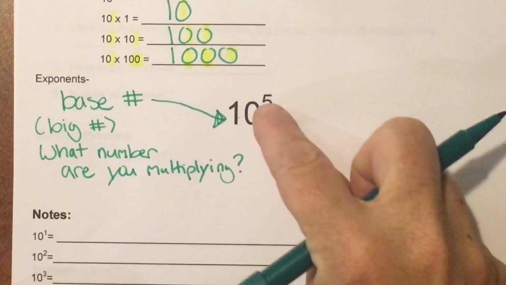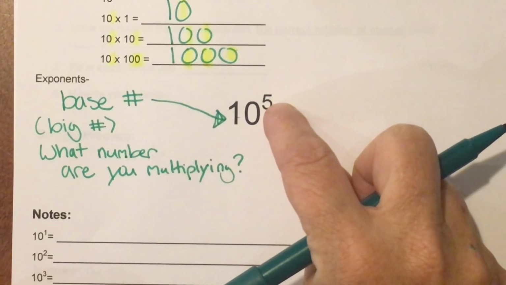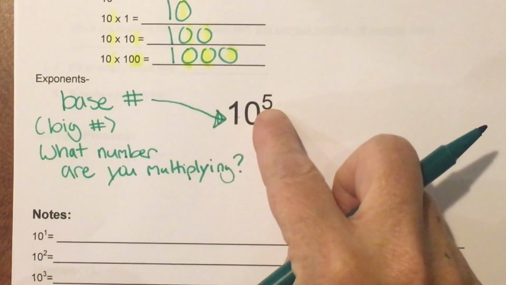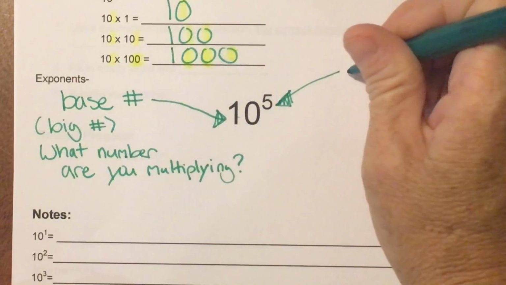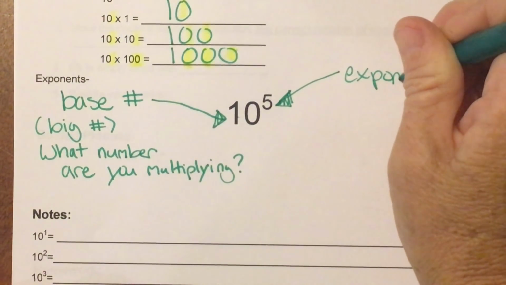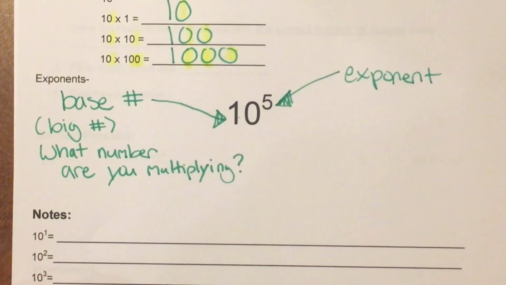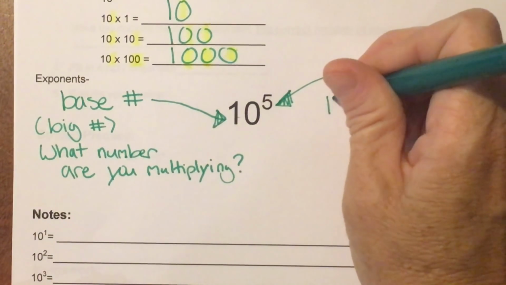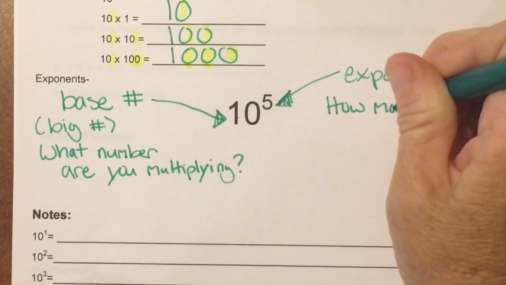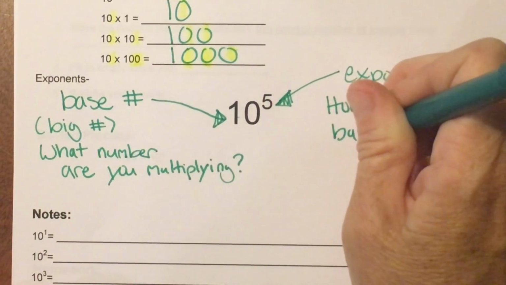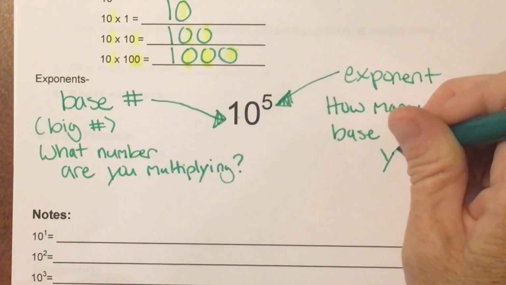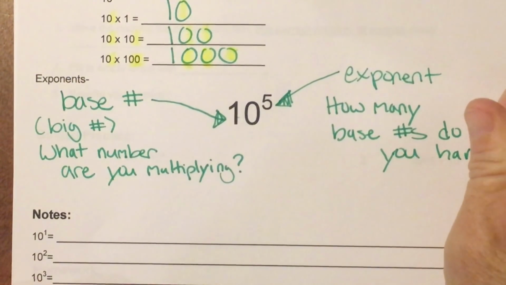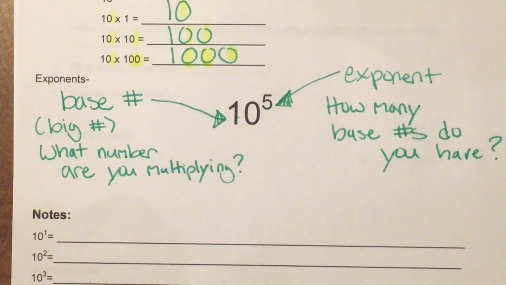Okay, the exponent is always going to be this little number. It's always smaller, and it's always in the right-hand corner. So that one is actually called the exponent. The exponent has one job. It says, how many base numbers do you have? That's its job.